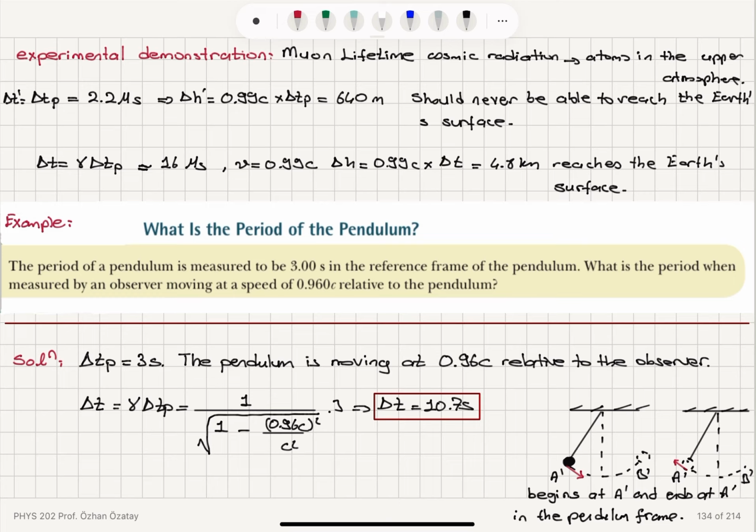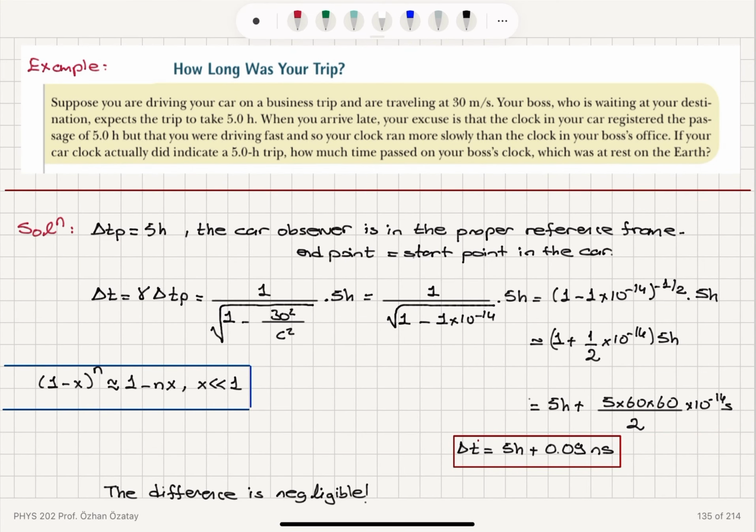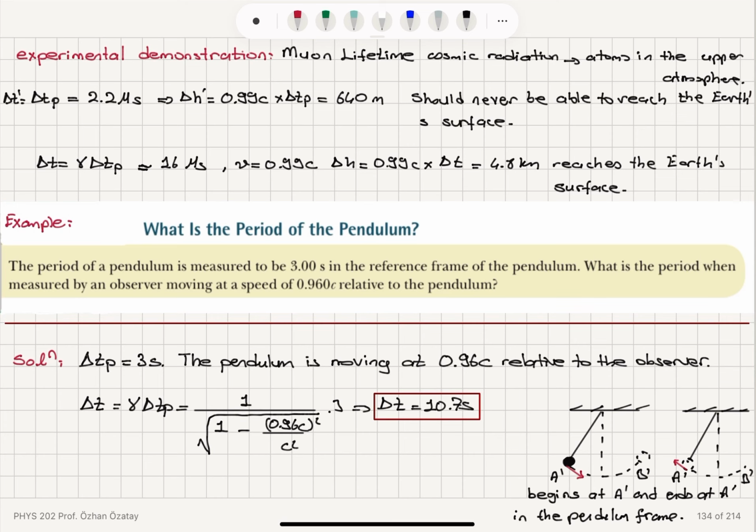All right. So this concludes our discussion of time dilation, and in the next video we're going to discuss another important consequence of Einstein's postulates, that is the fact that we have length contraction.